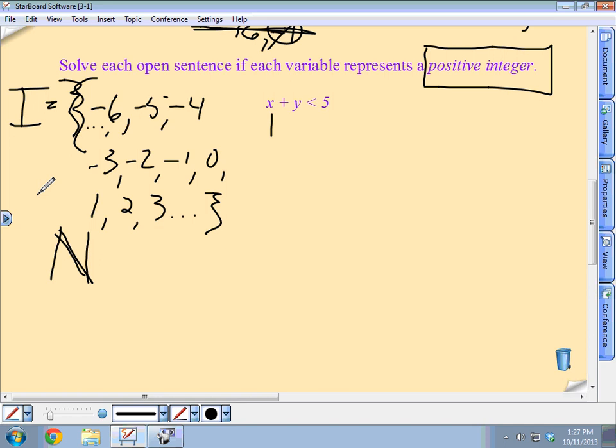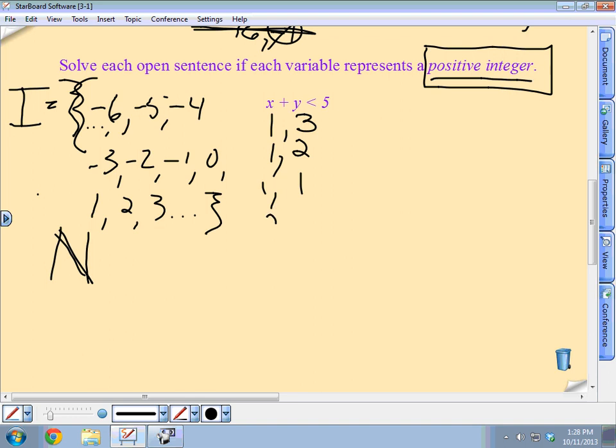Any number for y that will make that true. 1 plus what will be less than 5? Okay. So 1, 3 would be true. Okay. What else? 1, 2, because 3 is less than 5. What else? Well, they only want positive integers, so 0 we're not going to count.